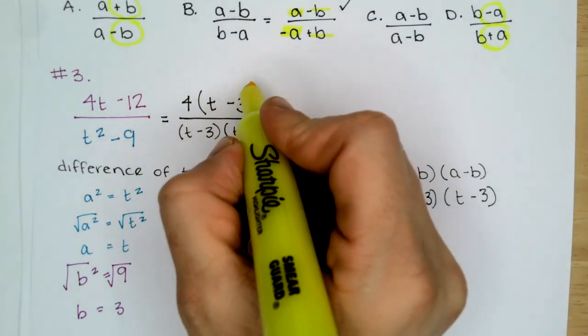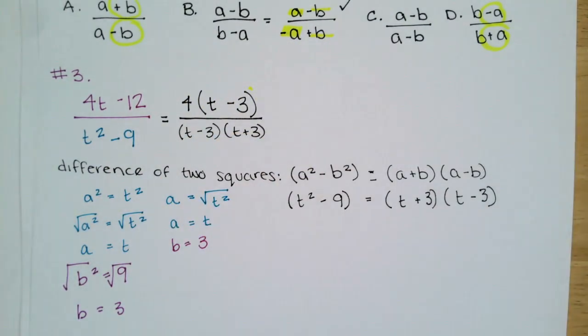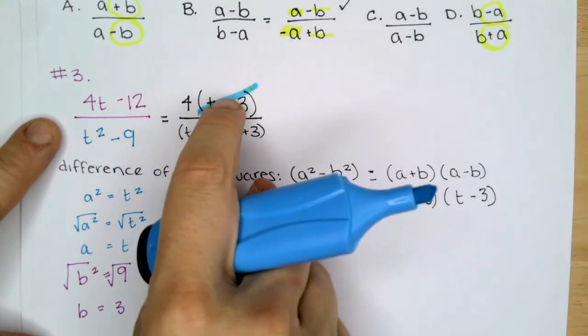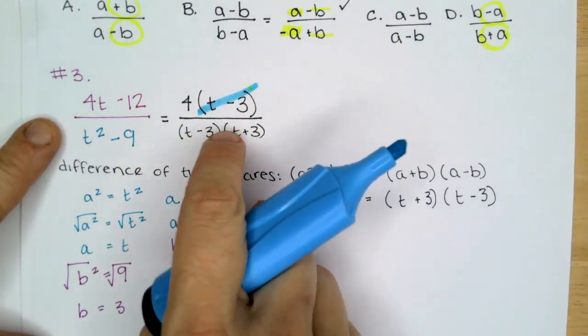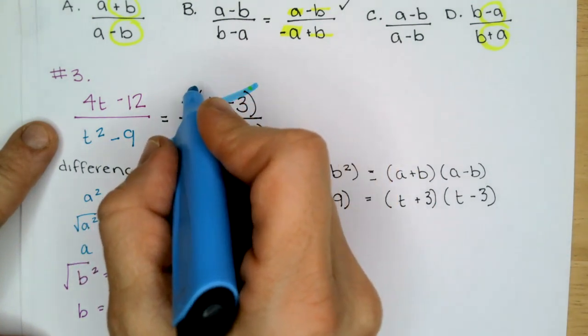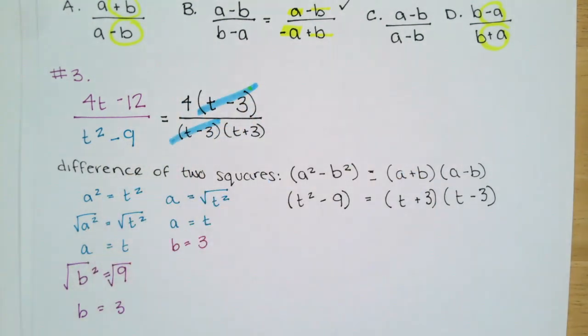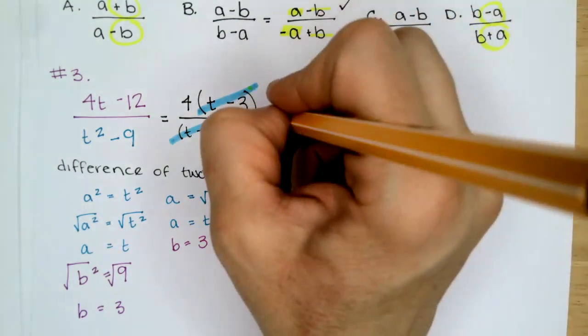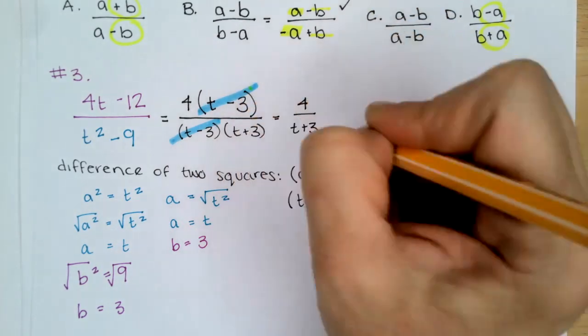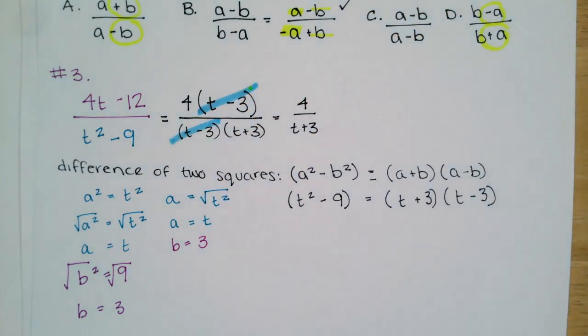We want to cancel out, I should stop using that color because that color's up here. Cancel out anything that you are multiplying by something else that is common to the top and the bottom. T minus 3 is being multiplied by 4. T minus 3 is being multiplied by t plus 3. So those cancel out because they are common to the numerator and the denominator. So then we just have 4 over t plus 3 as our answer for number 3.